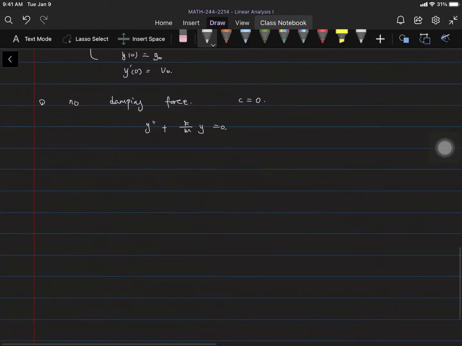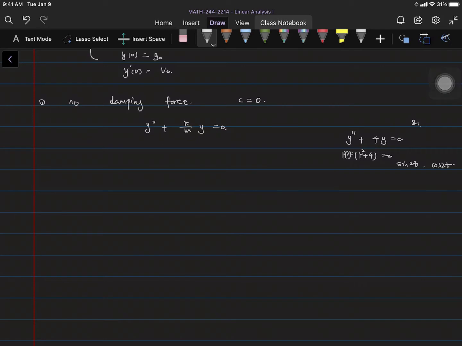For simplicity, if we get something like r squared plus 4 equals 0, what is the solution? Do you still remember from 8.1? The characteristic equation r squared plus 4 equals 0 gives r equals plus or minus 2i, so cosine 2t and sine 2t, because the variable is t, will be the two solutions.